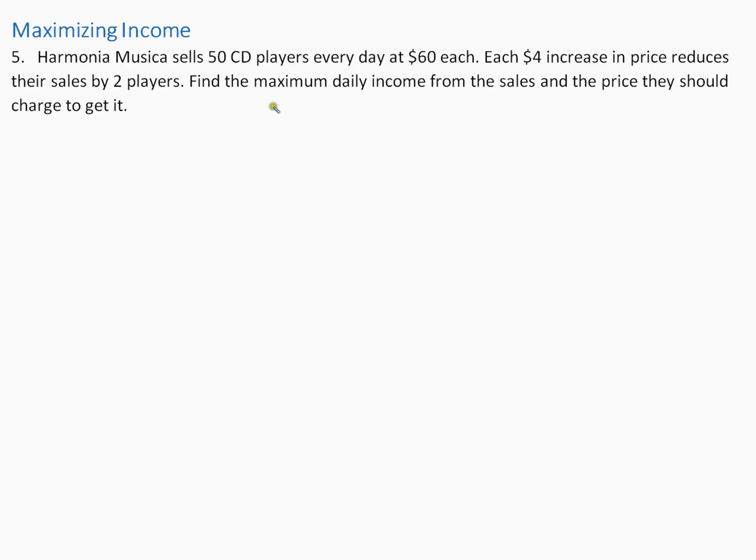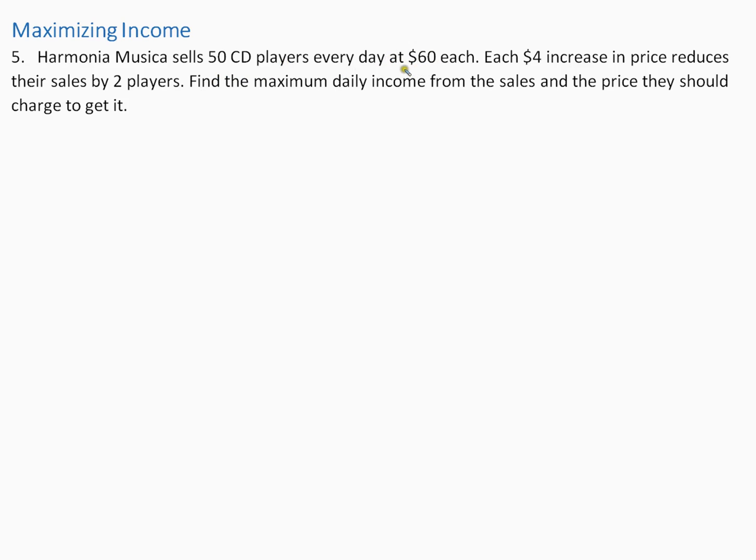So it says find the maximum daily income from the sales and the price they should charge to get it. So the question they're asking is, what should they charge in order to get the maximum amount of money? Right now, they're selling for $60 and they're selling 50 of them. So you could figure out 60 times 50, they're bringing in $3,000 on that.